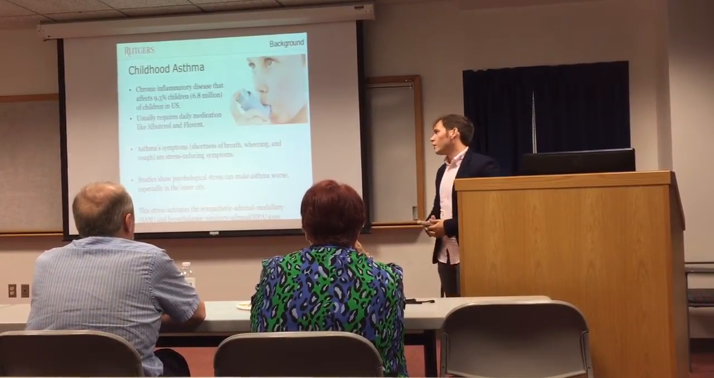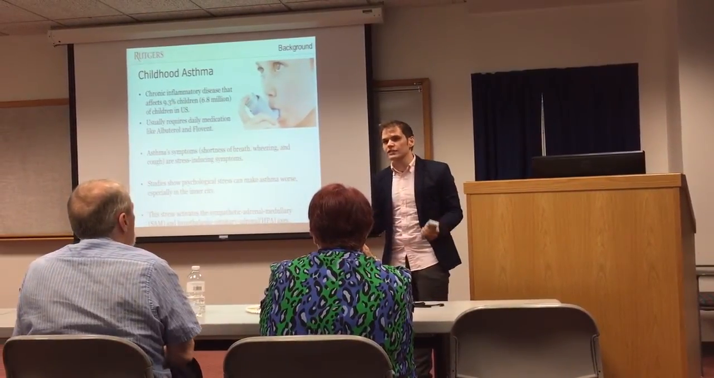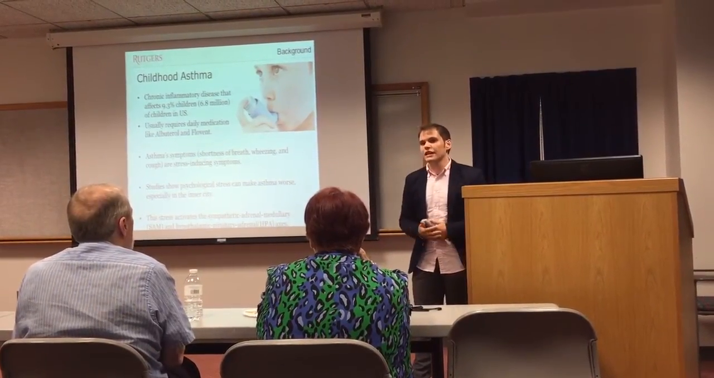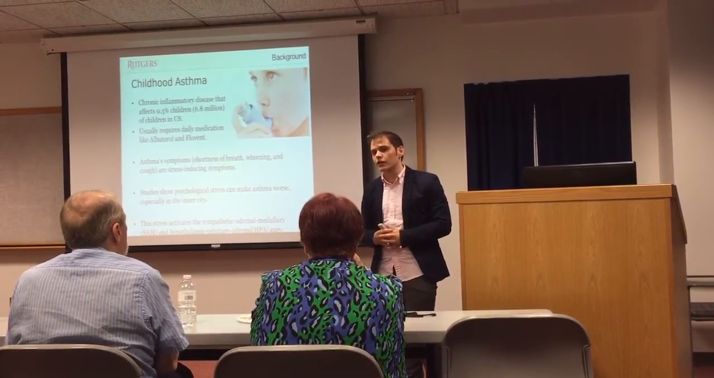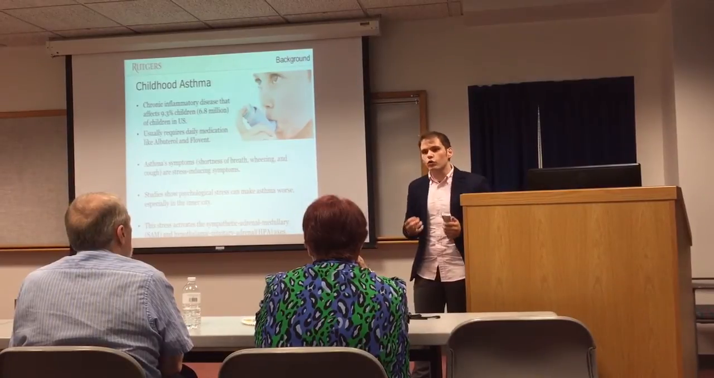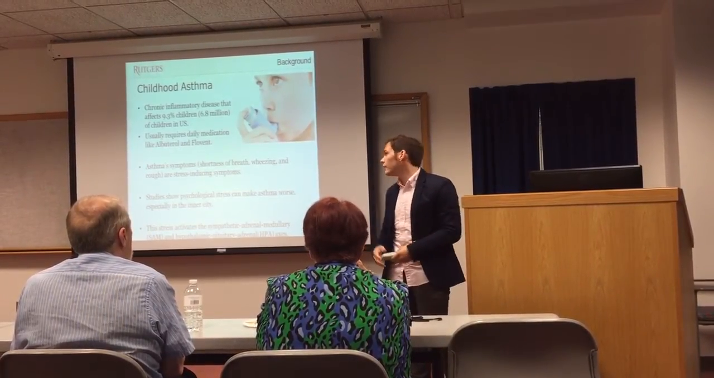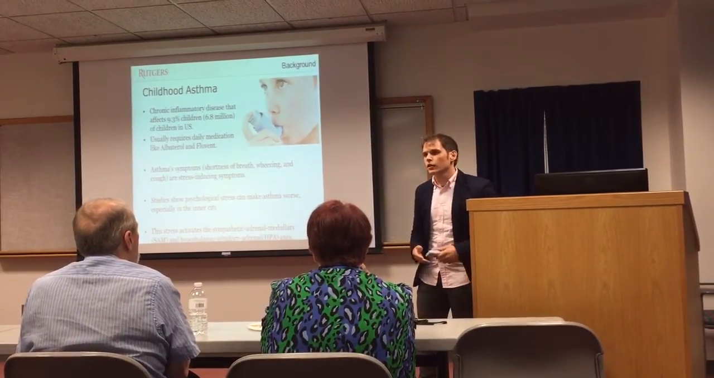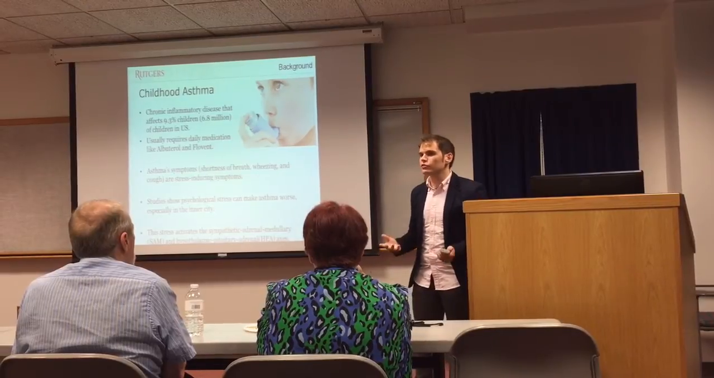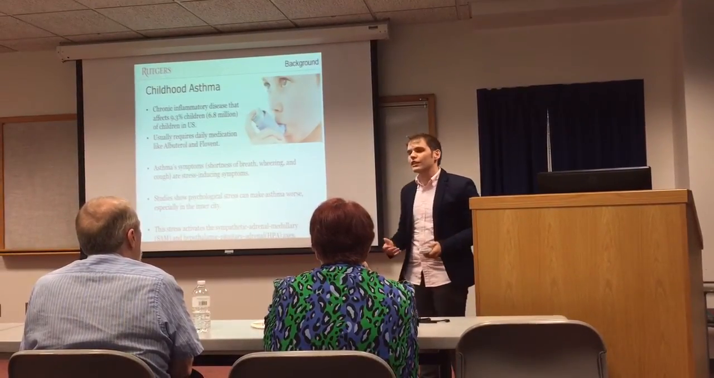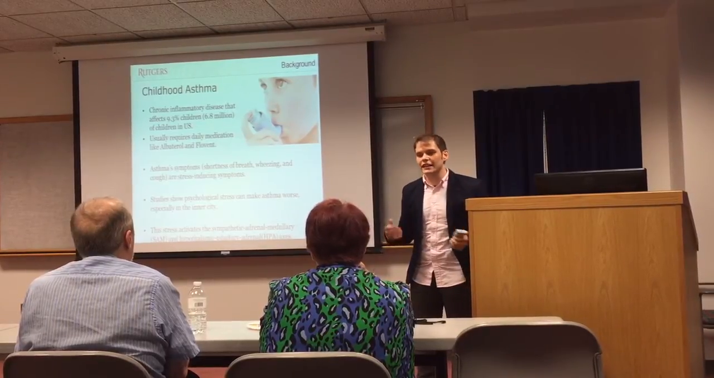To start with the background, I'll talk a little bit about childhood asthma. Asthma is a chronic inflammatory disease affecting 9.3% of the children in America, which equates to 6.8 million children. That usually requires daily medication like albuterol and Flovent, which I'll explain a bit later. Asthma symptoms like shortness of breath, wheezing, and cough are all very stress-inducing symptoms, and studies show that psychological stress can make asthma worse, especially in the inner city.